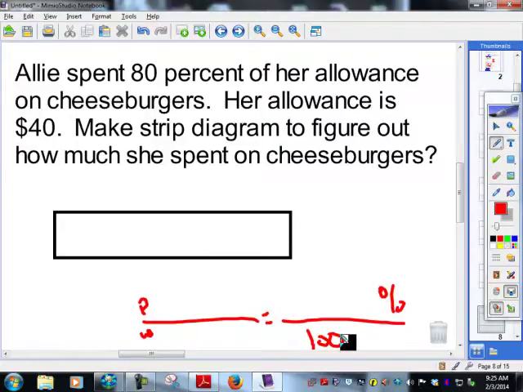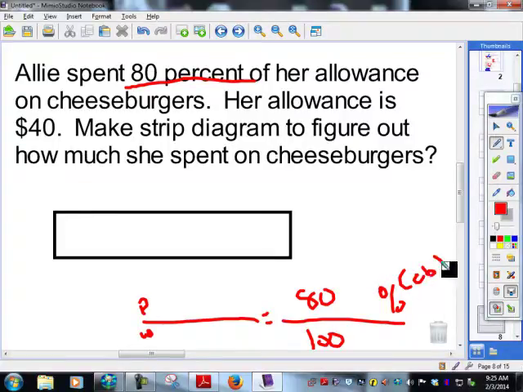And here's the reason, Xavier, listen. Well, I'll get to the reason in a minute. Let's just read it. Allie spent 80% of her allowance on cheeseburgers. Her allowance is $40. Make a strip diagram to figure out how much she spent on cheeseburgers. Now, the percent here is 80, right? What is 80% representing, Allison? What does it mean in the problem?